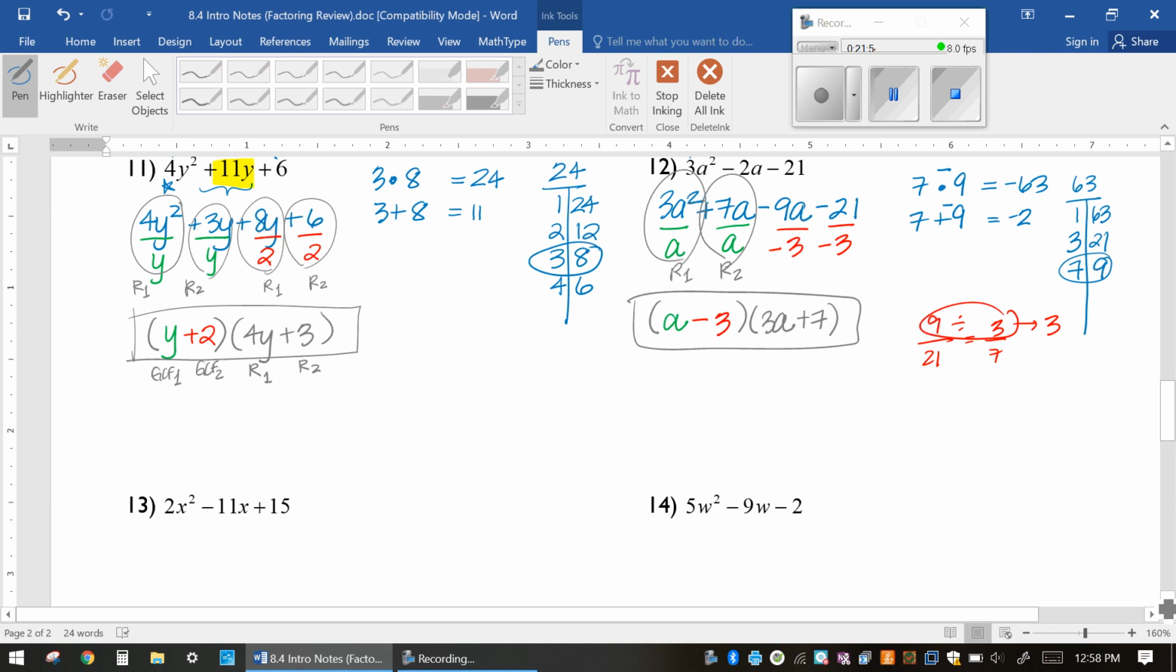Okay, at this point, I want you to pause the video and try number 13 and 14 by yourselves. When you're ready to check your answers, go ahead and push play again and see if you did them right. Try not to cheat. Do 13 and 14 by yourself, so pause the video, and then when you're done with them, unpause the video and check your answer.